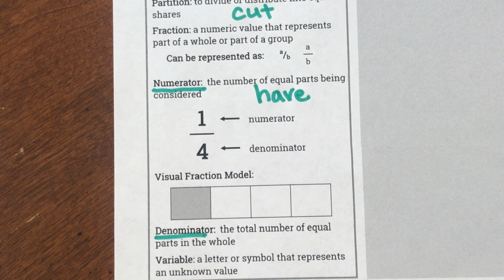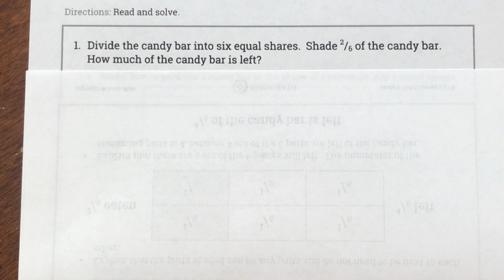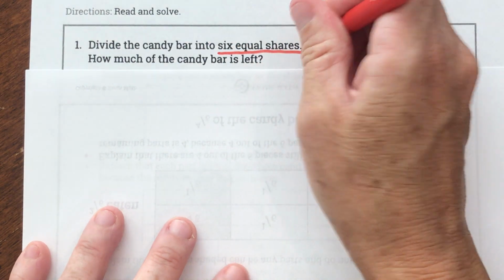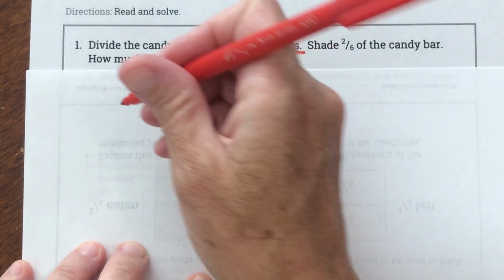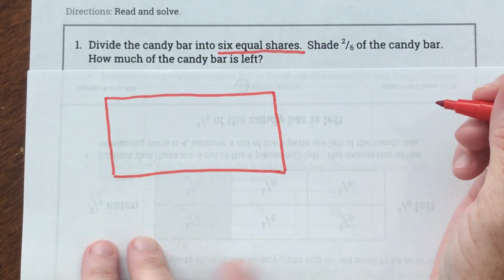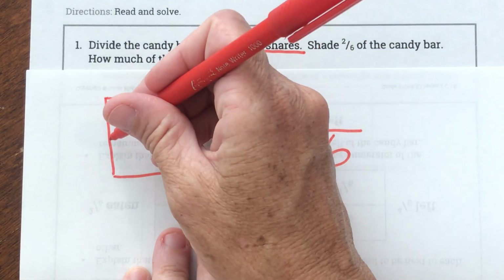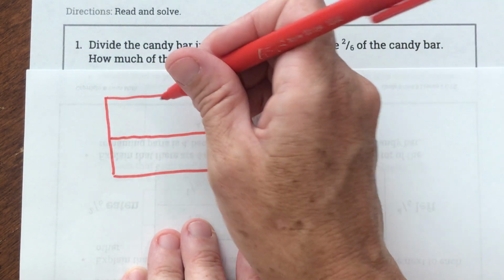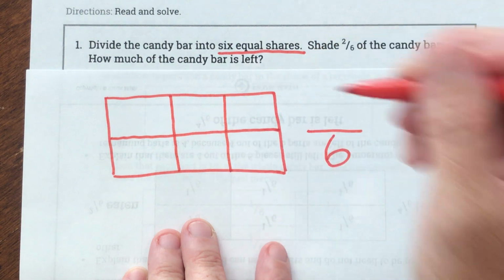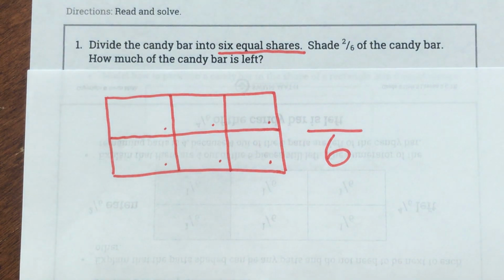Okay, so I'm going to get started with my red pen if you want to sit down and just watch for a moment. Here's my first problem, and it says, divide the candy bar into 6 equal shares. A candy bar is usually rectangular, and they want me to divide it into 6 equal shares. That means my denominator is going to be a 6. So I might do one line there and then lines here. So I have 1, 2, 3, 4, 5, 6 equal shares.